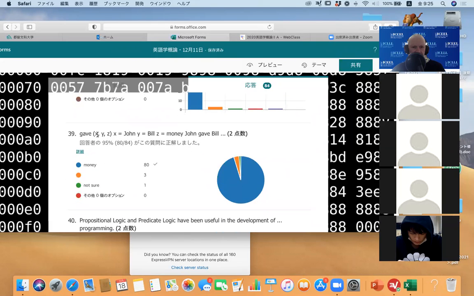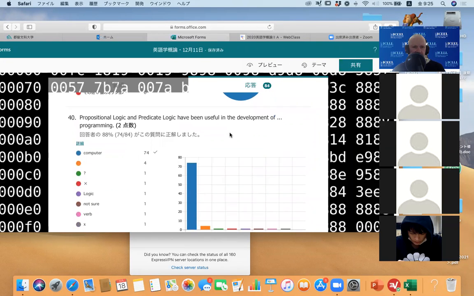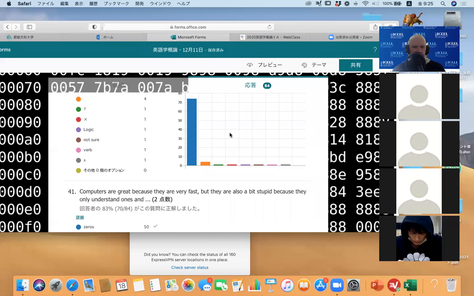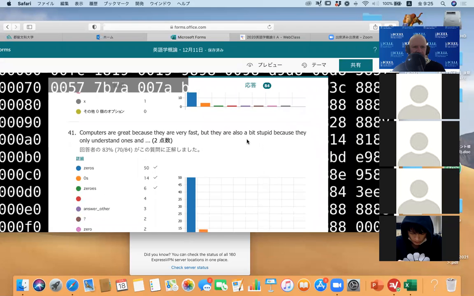Anyway, gave X, Y, Z. X equals John. Y equals Bill. Then Z equals money. Then John gave Bill money. Yes, that's right. It's good. Propositional logic and predicate logic have been useful in the development of computer programming. Very good. So you get the idea here. And we're going to do a little bit of a review of this again today.